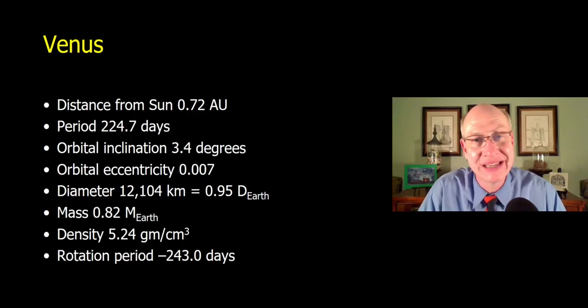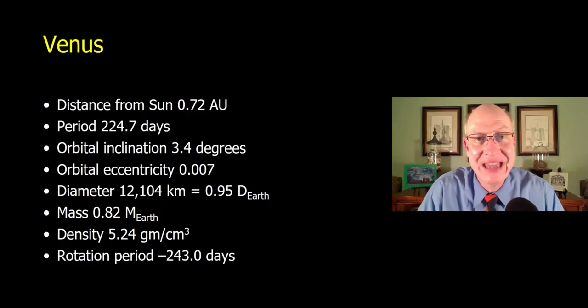Its orbit is inclined by about 3.4 degrees with respect to the ecliptic. That's the Earth's orbit around the Sun. Its orbital eccentricity is very low. Venus has an almost perfectly circular orbit. Its orbital eccentricity is 0.007. Its diameter is 95% the diameter of the Earth, 12,104 kilometers. So Venus is almost the same size as our planet.